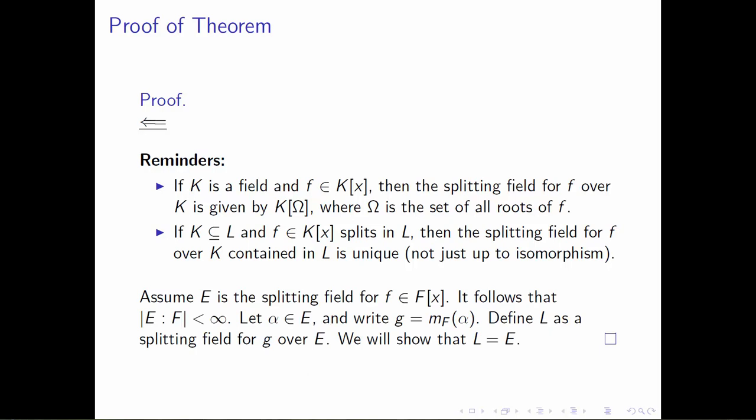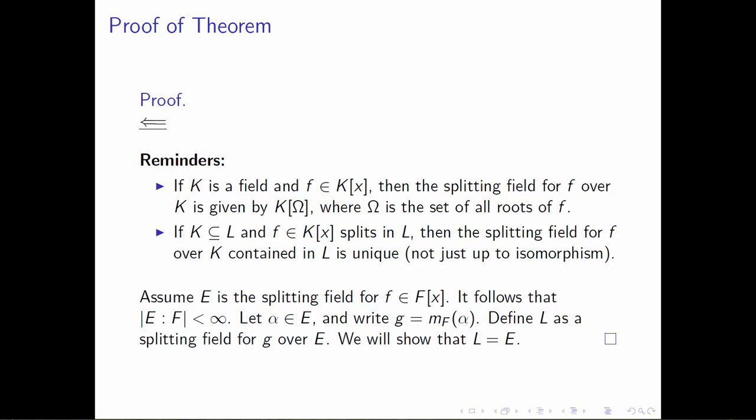So now let's start on the proof of the other direction. We're going to assume that E is the splitting field for the polynomial little f that lives in capital F adjoined X. And what we want to show is that E is a normal extension. It follows, because of the fact that E is a splitting field for little f, that it has finite degree. That's one of the first things that we need for a normal extension. That was actually a homework problem that you had from the algebraic extension section.